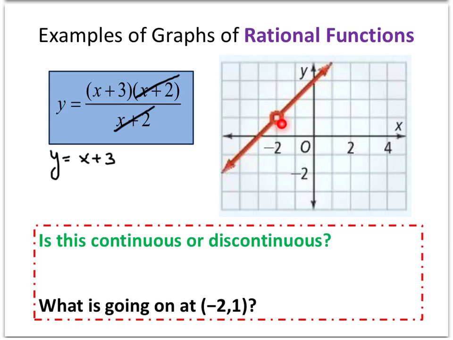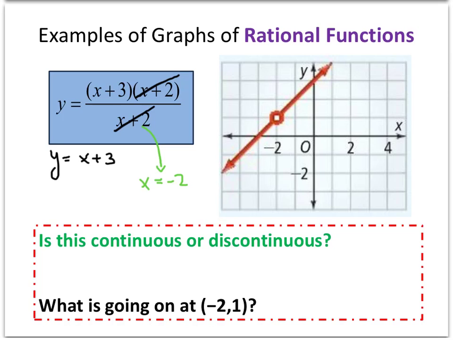Now, why does this graph still look a little different? Well, I have this hole right here at negative 2, 1. Now, where did this hole come from? Well, remember, in our rational functions, we cannot have the denominator ever be equal to 0. And if you look at this function here, if you set the denominator equal to 0 before we divide it out, you would get x equal to negative 2. So the point x equals negative 2 is going to give me issues. So to represent that in the graph, we draw a hole.